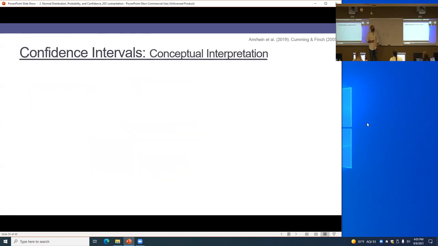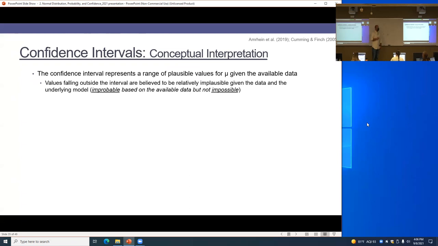So, conceptual interpretations. The formal, technical interpretation would be: run all possible replications of sample size X, and this is what we would find. X percentage of the intervals would be expected to cover the population parameter. That's not super helpful to anybody trying to understand much of anything, and it requires an understanding of the frequentist approach to statistics. These are both really outstanding articles, thinking about how we communicate what's actually happening with these interval estimates.